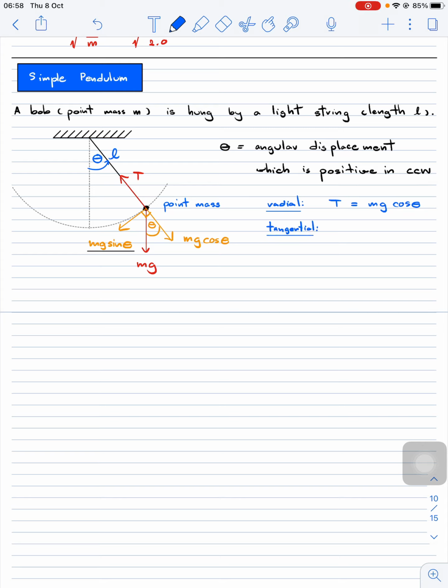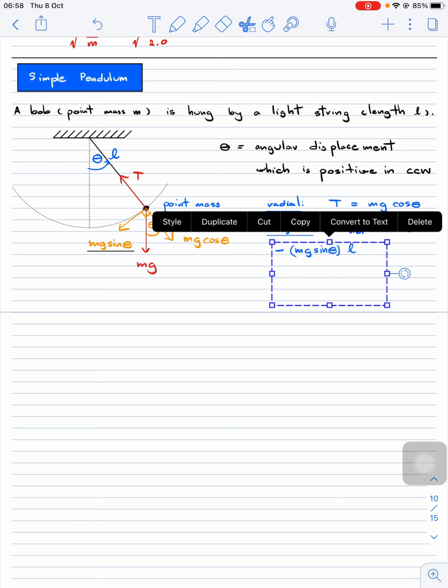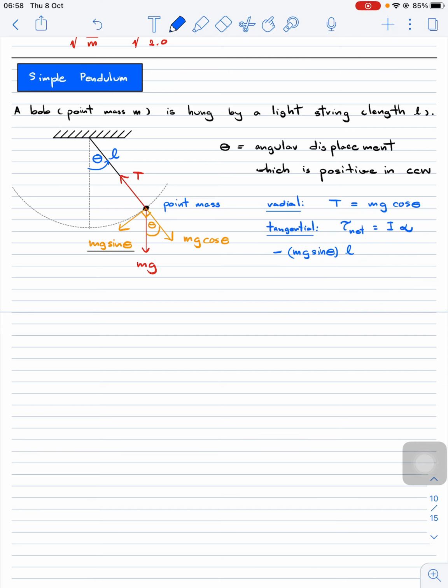if we consider the tangential components of this motion, we can say that from the equation, the net torque equals the moment of inertia times alpha. The net torque in this case just comes from the mg sine theta, so it equals the negative mg sine theta, which is the force, times L. The L is the distance from the pivot to the point of action here.